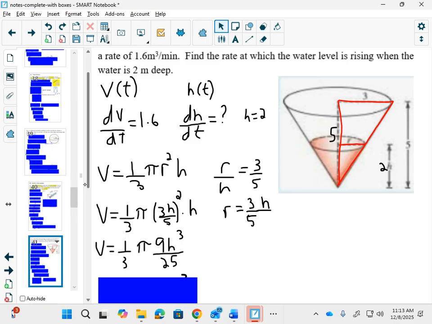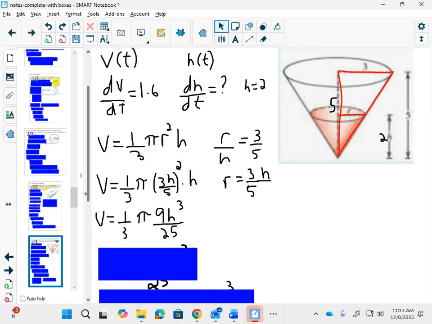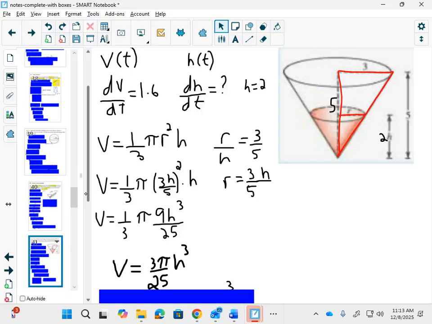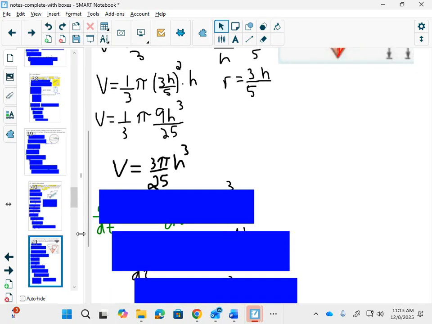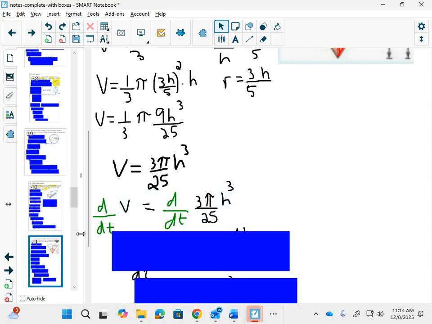It makes sense to square this out so you can put your h's together, just so your derivative, when you take implicit differentiation, is easier. So I did the simplification, and now we can take the derivative with respect to time of both sides.